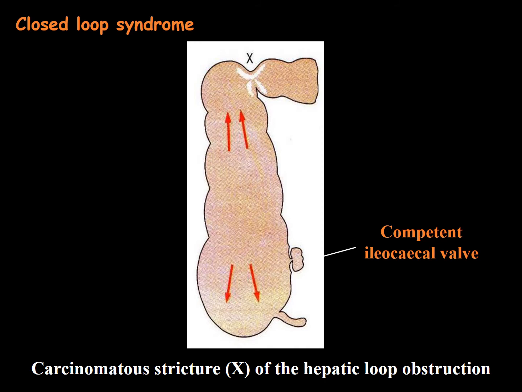Now we have to look for if there is an intestinal obstruction due to cancer of the colon, and with a competent ileocecal valve, so we have what we call closed loop syndrome. Carcinoma stricture at the hepatic flexure, so there is a closed loop syndrome, may make the patient to be in obstruction.